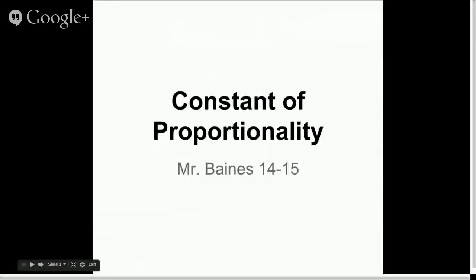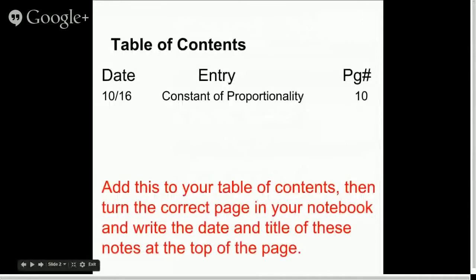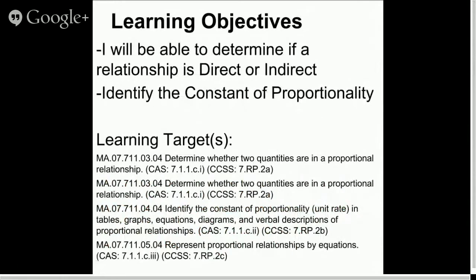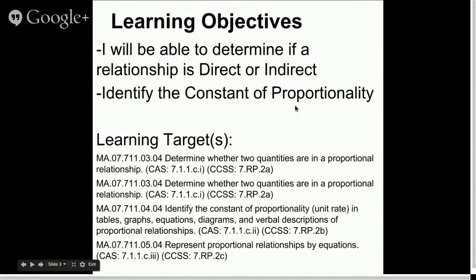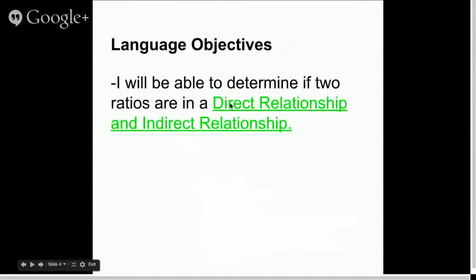All right. First thing, as always, add this to your table of contents. Go ahead and pause it. Okay. These are our learning objectives and our learning targets. Our really big word is going to be the constant of proportionality. I don't think we're going to get to talk about those today, although it is kind of about that.